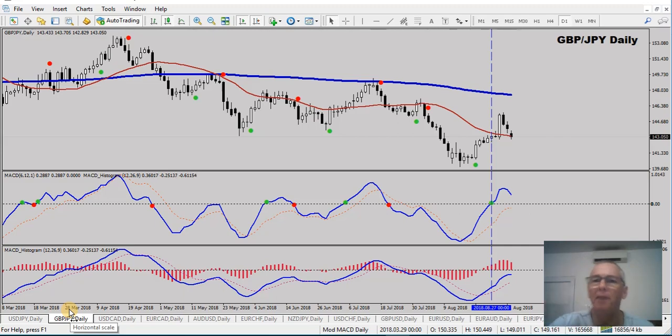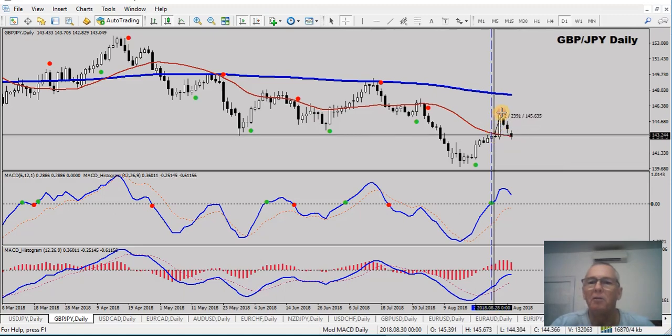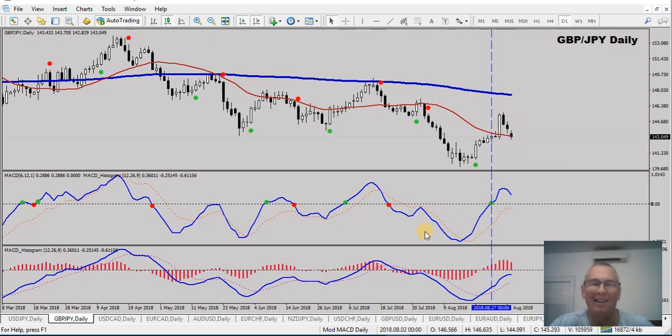Pound yen. Again, there's a buy signal back here on that blue dotted line. I didn't take it, and it looks like the filter saved my bacon, which is a good thing. Mind you, I could have probably got a few pips there. That's 240 pips nearly, so I don't know if the filter did save me.